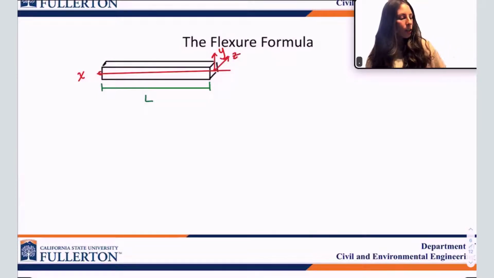And what happens here is we're going to say we have some applied moment about that z-axis. So I'm going to try my best to show you. It's rotating around this z-axis. On either end of the beam, we have a moment in the z direction.